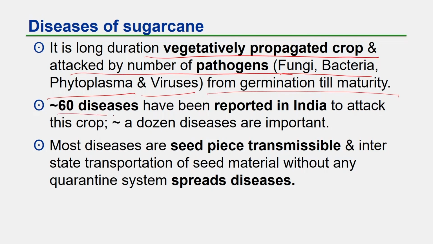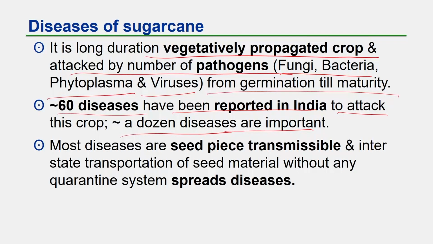About 60 diseases have been reported in India to attack this crop, and a dozen diseases are important. It is not that all 12 diseases will come in every crop, in every region, or in every year. Under certain years, under certain regional conditions, a few diseases may come and one or two of them can adapt or go to very severe infection.